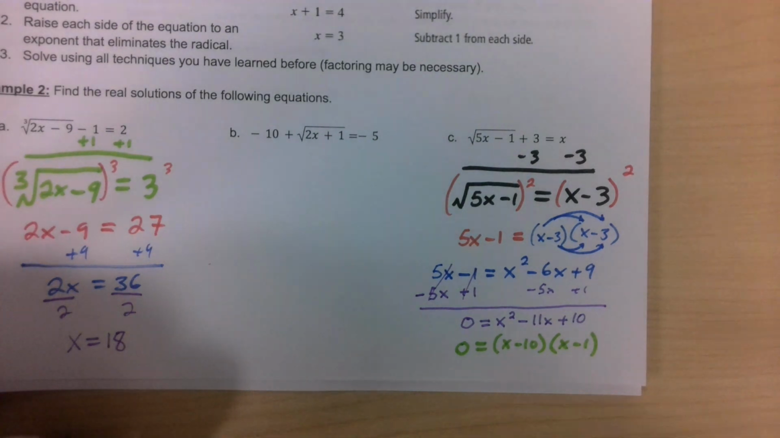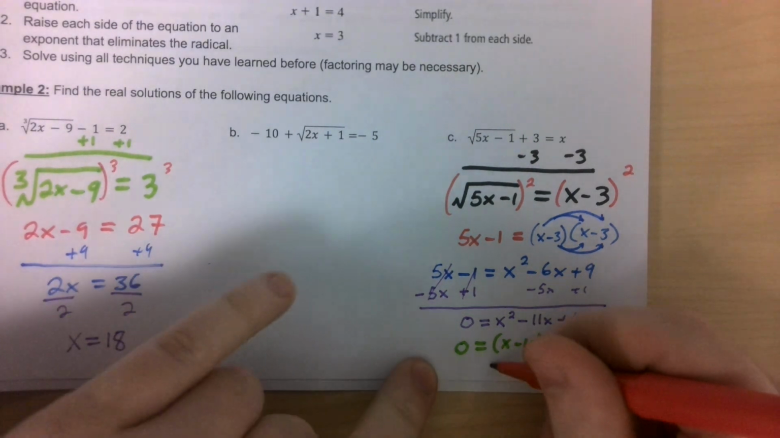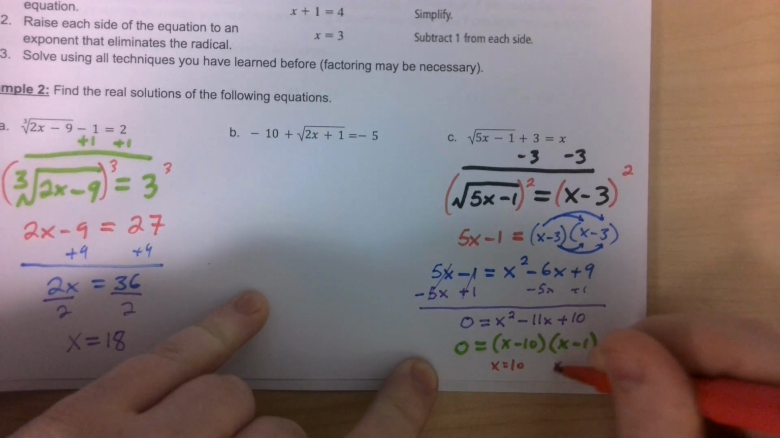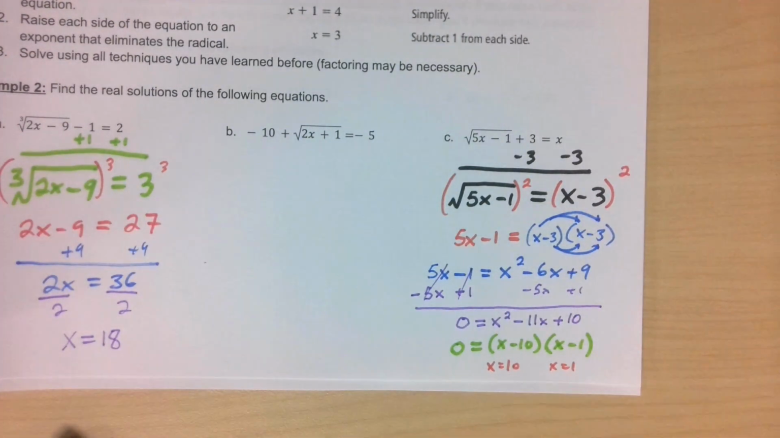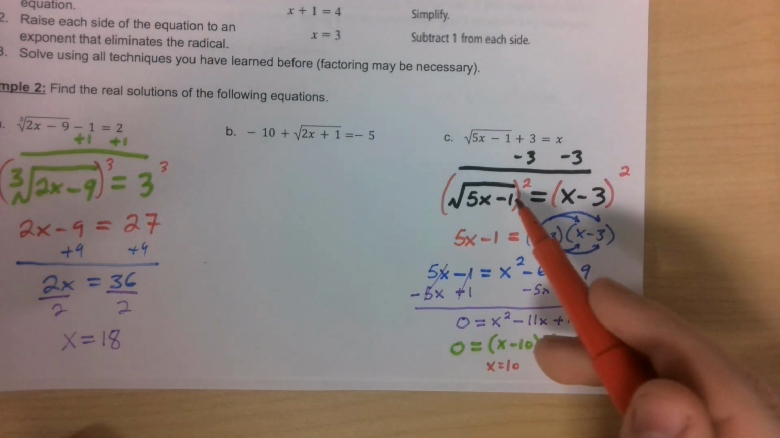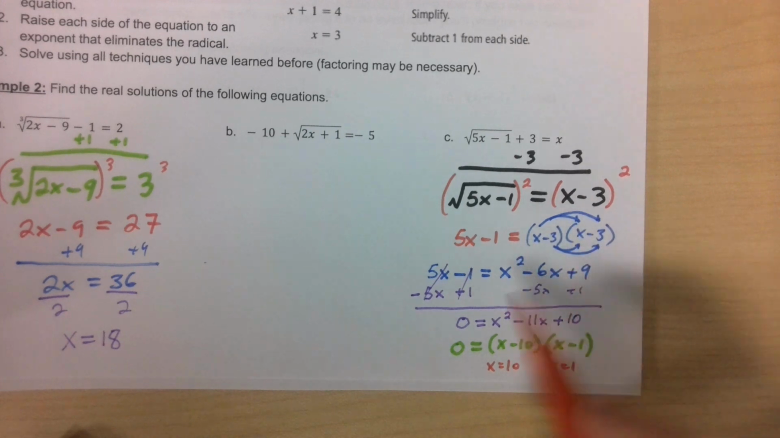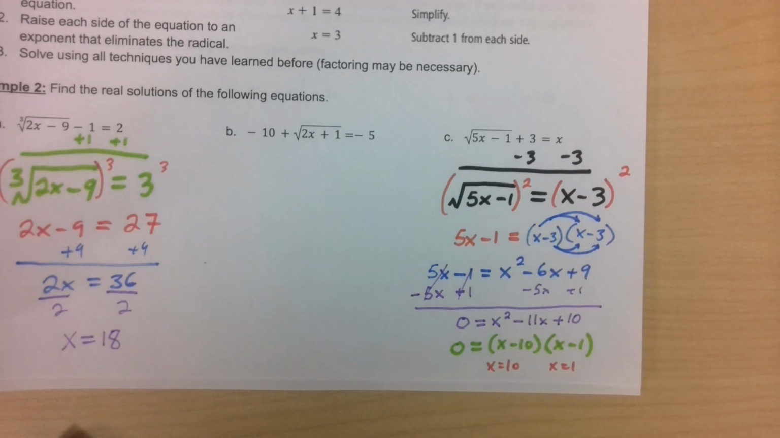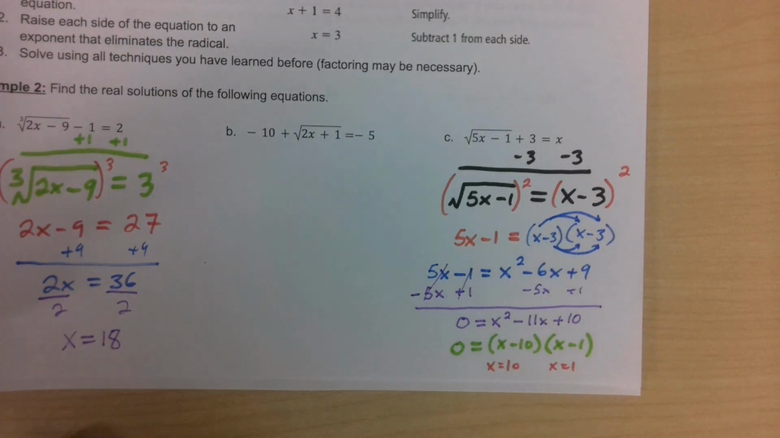We just have to actually get the x's out of them. X equals 10, x equals 1. Perfect. That is how we're able to decompose these problems. When you square a binomial, you have to FOIL it out, and you might get two answers. Very, very nice.